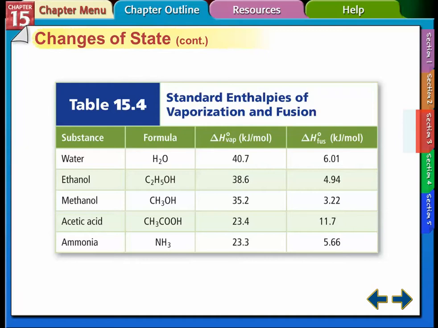So the change of state standards. We've used these a couple times on the worksheets we've already had. We use water a lot, right? Water is 6 kilojoules for the heat of fusion. That's how many kilojoules it takes to freeze or melt a mole of water. And this is how many kilojoules it takes to vaporize or condense a mole of water.